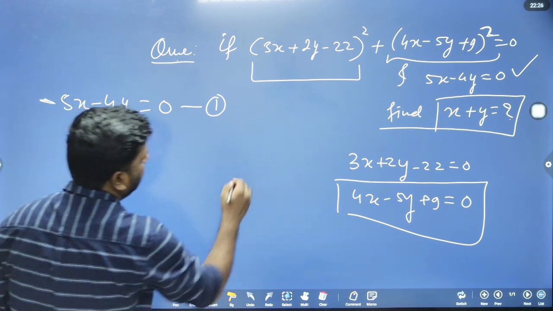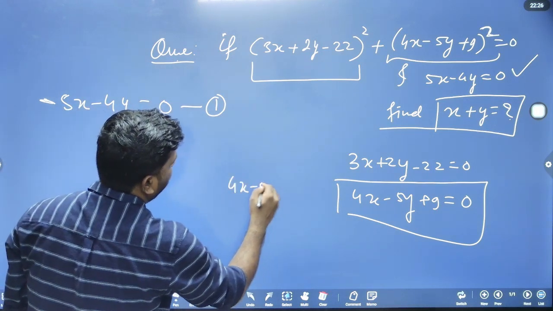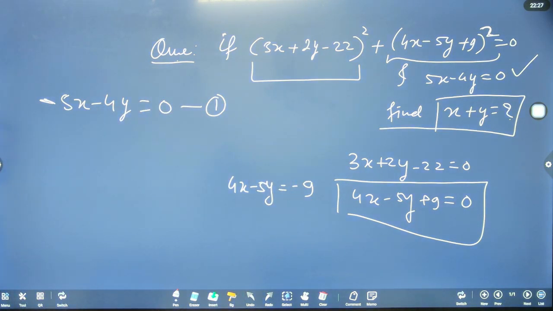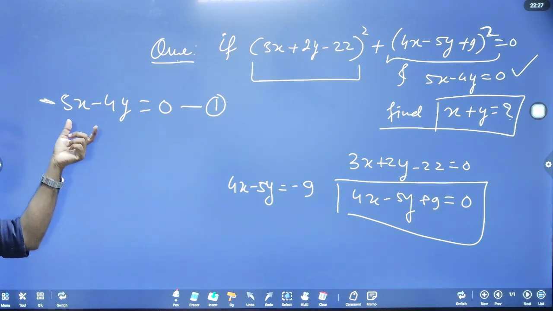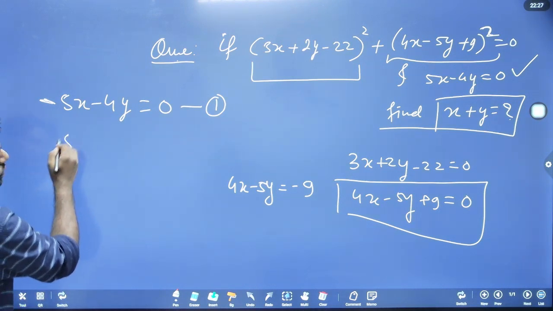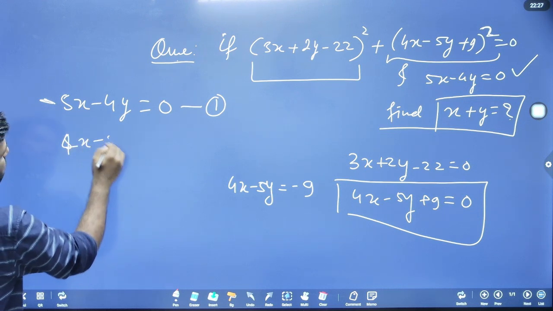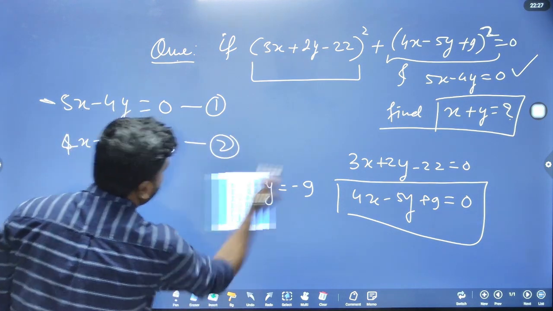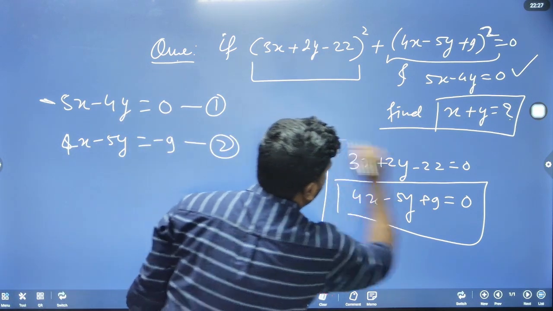What I have here, 4x minus 5y is equal to minus 9, right? Now I can use this equation to simultaneously solve for the value of x and y. We need to equate this equation. 4x minus 5y is equal to 9. This is your second equation, right? I hope you are getting what I am doing here.